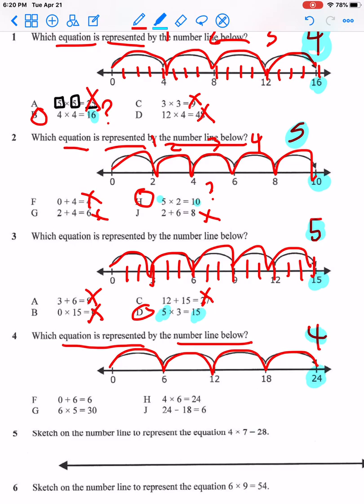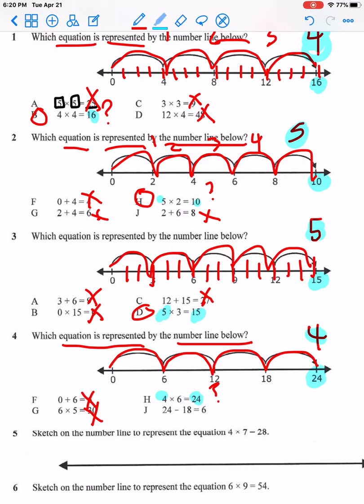Right there. Let's look at letter F. 0 plus 6 equals 6. This is not what I'm looking for. Letter G. 6 times 5 equals 30. No. H. 4 times 6 equals 24. Well, here I see 24 and here I see 4. So maybe.